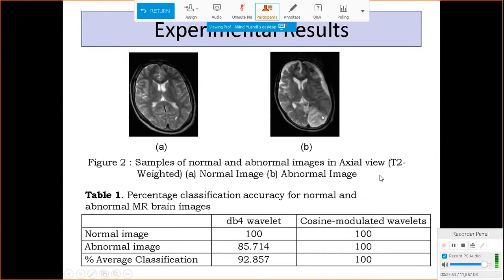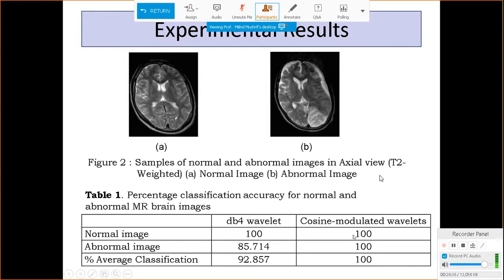Okay. So in this classification technique, we used 14 images for training and 26 images for testing, and so we got 100% classification accuracy. There were 13 normal images and 13 abnormal images in the testing case.